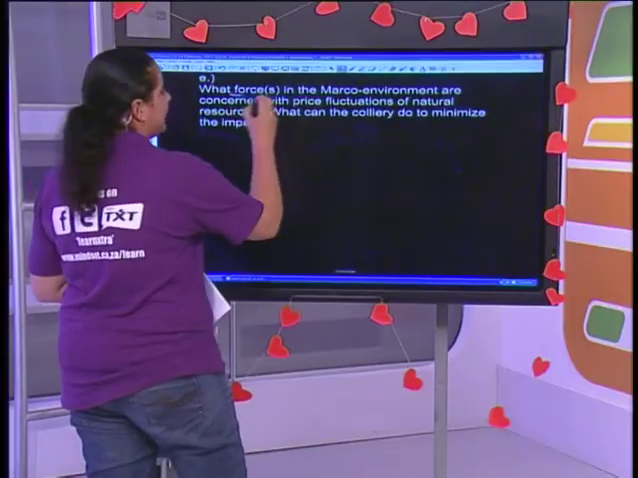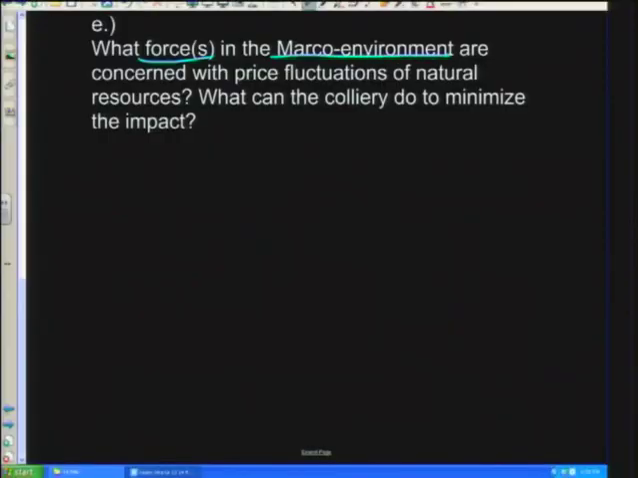What forces in the macro environment are concerned with price fluctuations of natural resources? So again, a lot of these questions are two-parted, guys. So always make sure that you see how many questions there really are. And the second part is, what can the colliery do to minimize the impact of the price fluctuation?